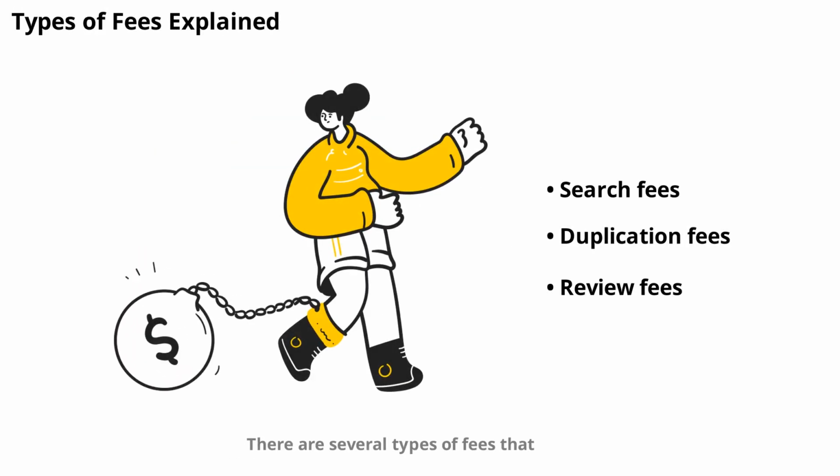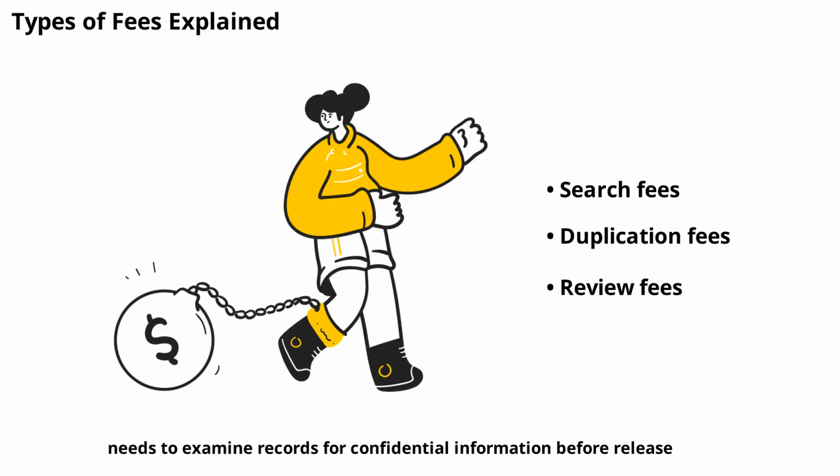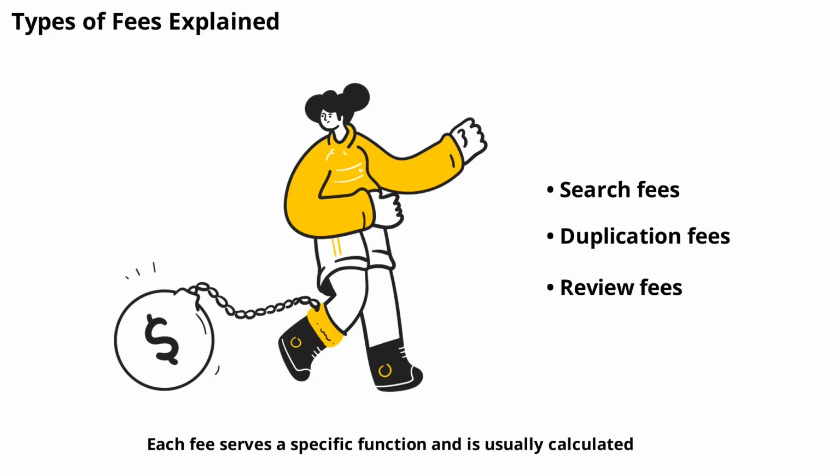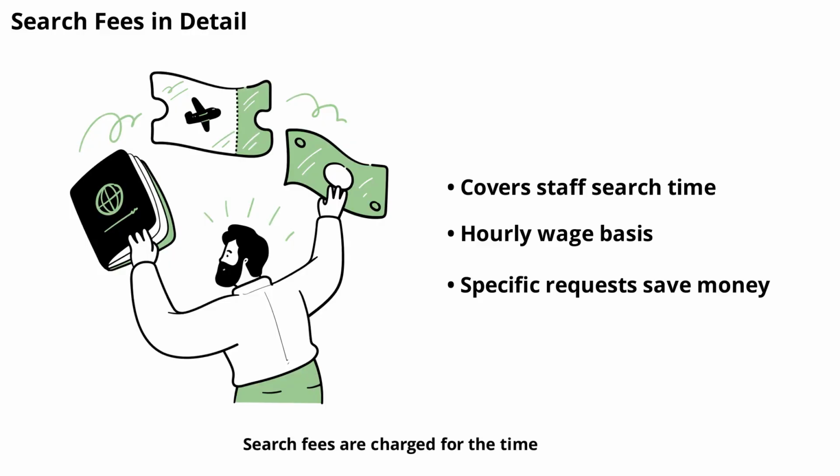There are several types of fees that agencies may charge when you request records. The most common are search fees, duplication fees, and review fees. Search fees cover the time spent locating the records, duplication fees are for making copies, and review fees may apply if the agency needs to examine records for confidential information before release. Each fee serves a specific function and is usually calculated based on the time and resources required to fulfill your request.